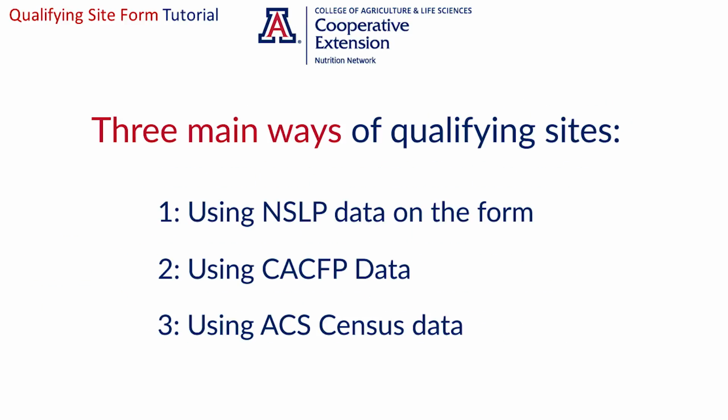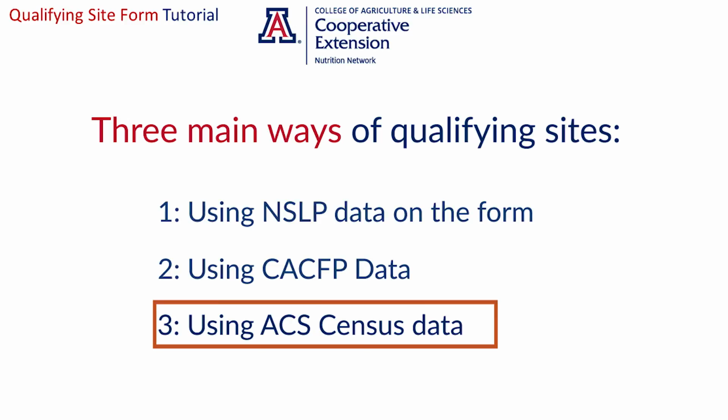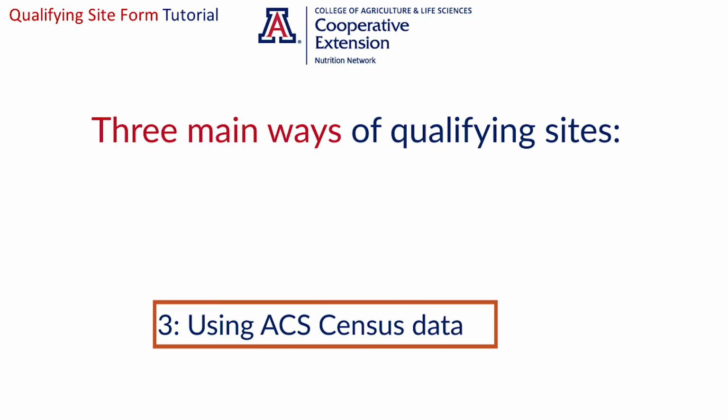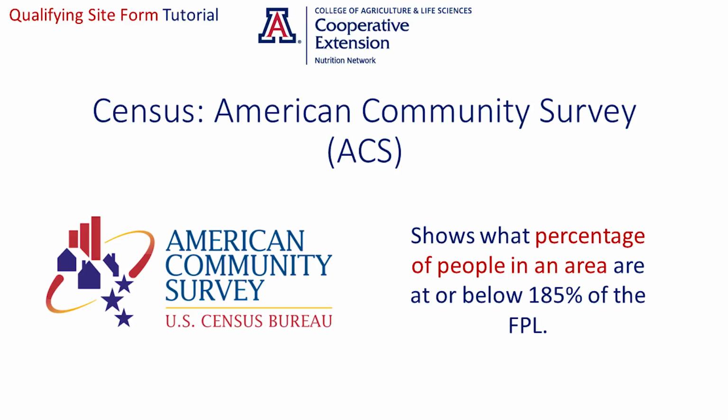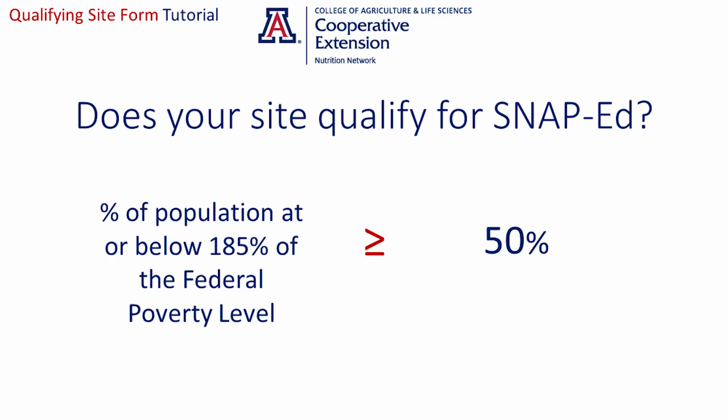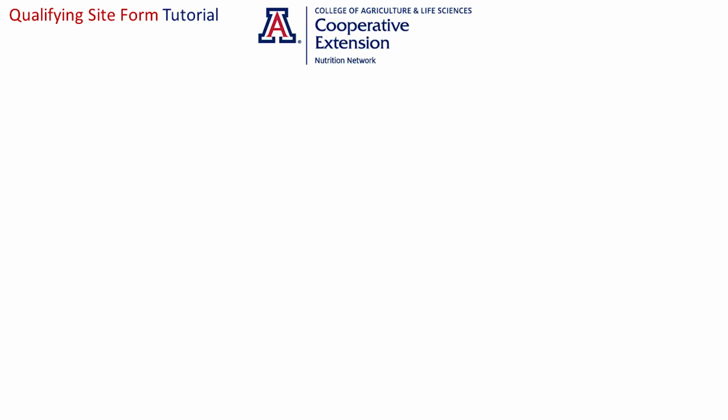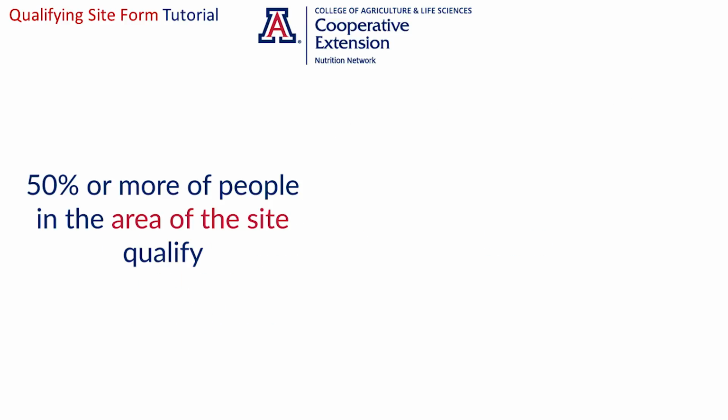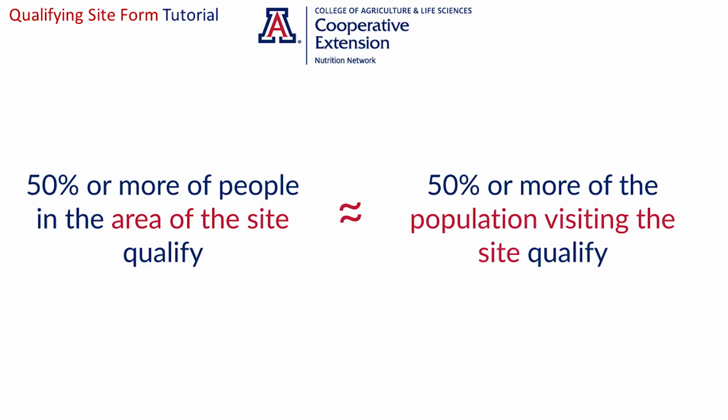The most common way to qualify sites is by using the Census American Community Survey data. This data shows what percentage of people in a certain area, called a census tract, are at or below 185% of the federal poverty level, meaning they qualify for SNAP Ed. If the area your site is in has 50% or more of the population qualifying for SNAP Ed, it's assumed that at least 50% or more of the population visiting your site will also qualify.